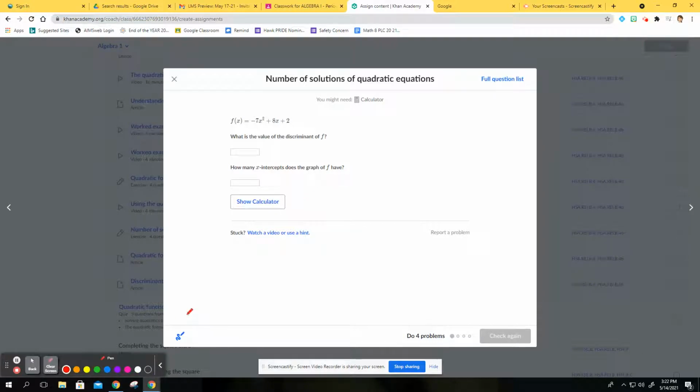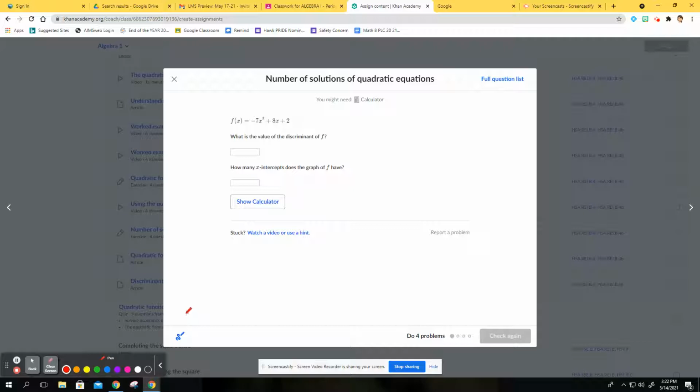All right, so this one is on the number of solutions to quadratic equations, which we are given by the discriminant. Now, if you are a B-Day student, we will learn more about the discriminant tomorrow. If you're an A-Day student, we learned about it yesterday.